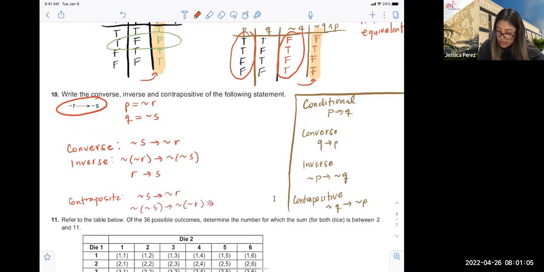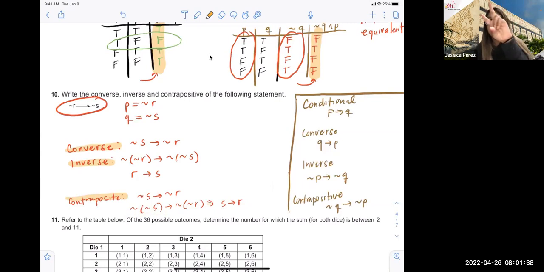So my contrapositive is S implies R. Okay, so you have your converse, your inverse, and your contrapositive. So basically, you're using what you're given and you're selecting, okay, the P is my not R, Q is not S. And then all you do is follow those little notes that I have.